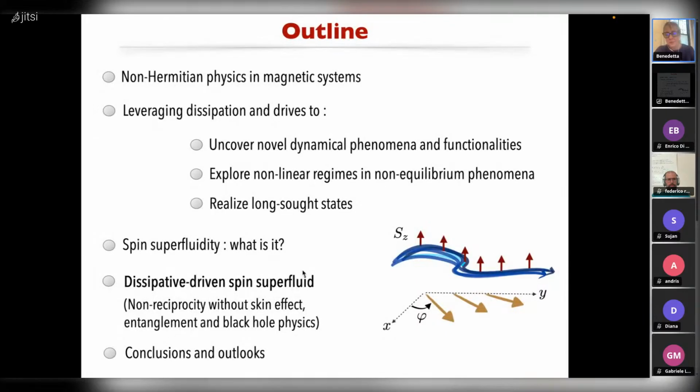But I will just briefly guide you through what spin superfluidity really means, and then I will show you exactly the type of system that we can realize, which is a dissipative driven spin superfluid, and it's really an instance of emergent non-reciprocity that does not rely actually on the skin effect and seems to have properties that are related to, for example, black hole physics and also spontaneous entanglement generation.